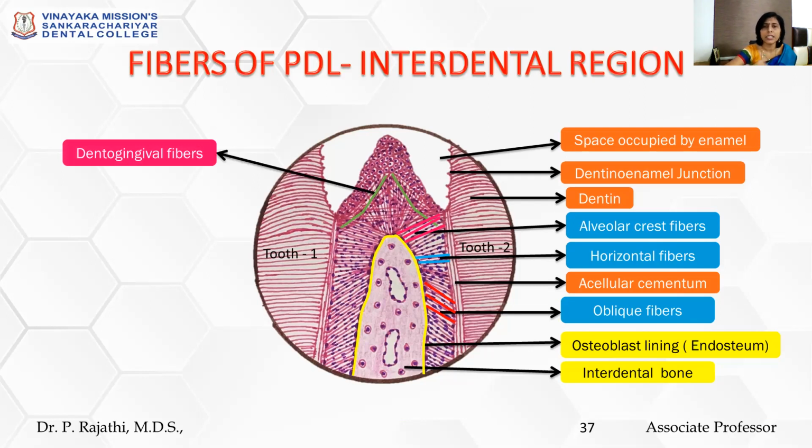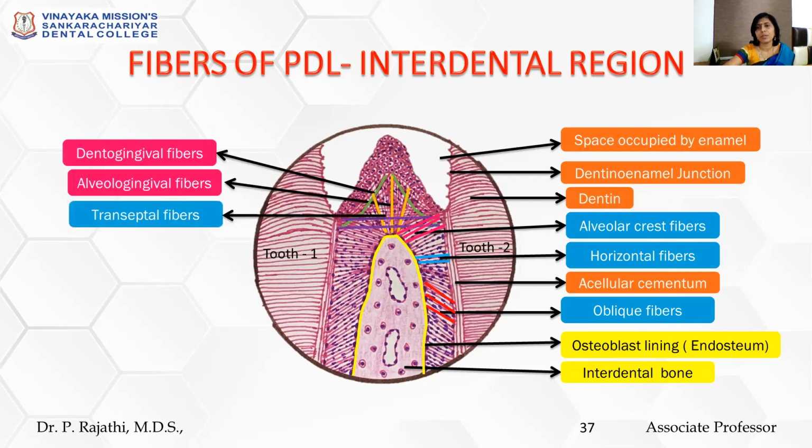What else do you see in the interdental region? Dentogingival fibers run from the cementum to the connective tissue of the gingiva. Fibers from the crest of the alveolar bone to the connective tissue of the gingiva are the alveolo-gingival fibers. The transseptal fibers, as you can see, I have colored with blue boxes. That is for the periodontal ligament fibers. For gingival fibers, it's a pink box.